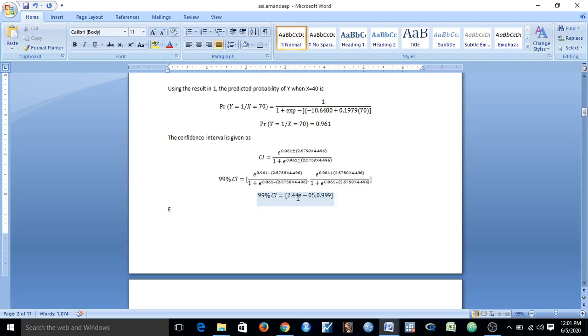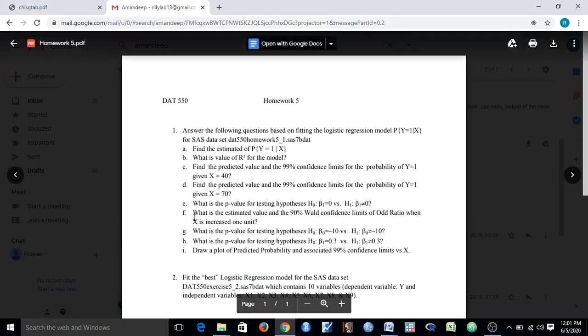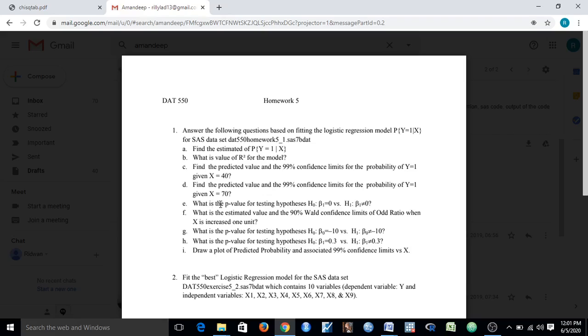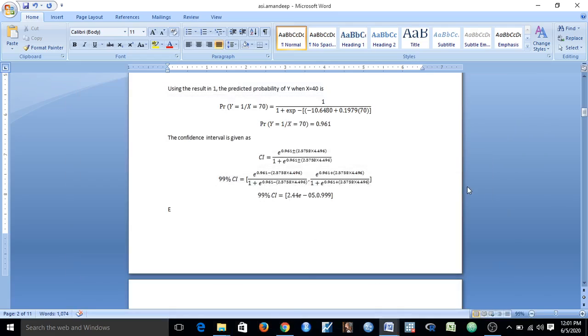between 2.44 times 10 raised to power minus 5 and 0.0099. So the interpretation is the same, that we are 99% confident that the probability of y equals to 1 given that x equals to 70 for the whole population is between 2.44 times 10 raised to power minus 5 and 0.999. So for question E, we need to find the p-value for testing hypothesis H naught: beta 1 equals to 0 against beta 1 is not equals to 0.